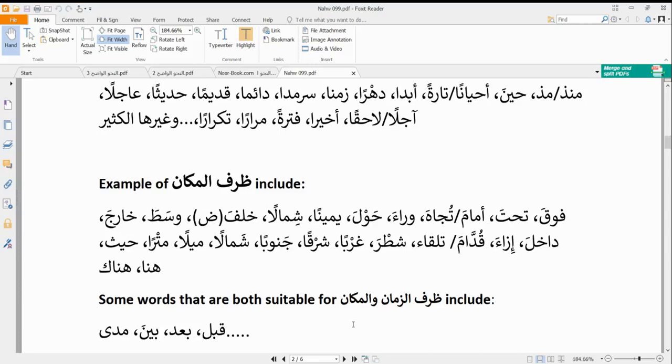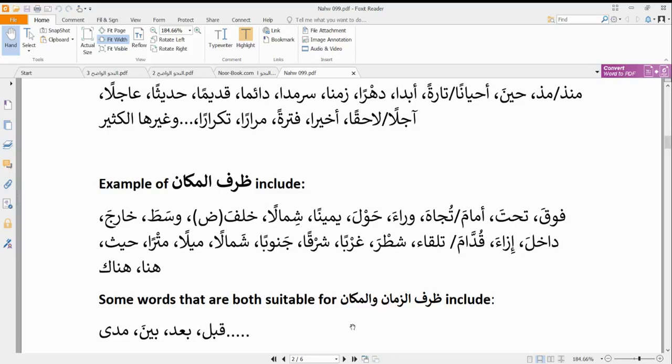So now we also have the examples of Zorful Makan, and I will also go through them. Fauqa, which means above. Tahta means below. Amama, which means in front of, or tujaha, which means facing. So in front of, or is facing something. Waro'a means behind. Hawla means around. Yaminan, by the right. Shimalan, by the left. Khalfa, which means behind. Khalfa is what we call an ismu the bijya, which means an opposite. It can mean behind and can also mean in front.